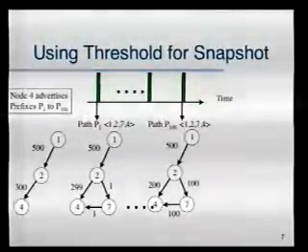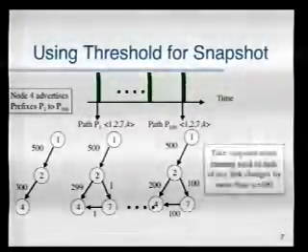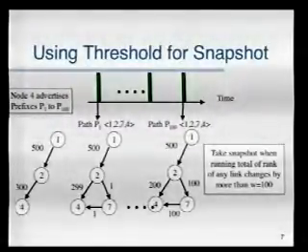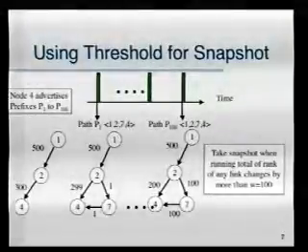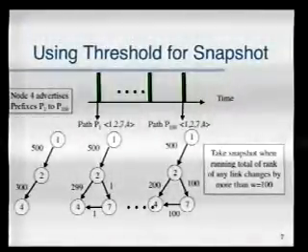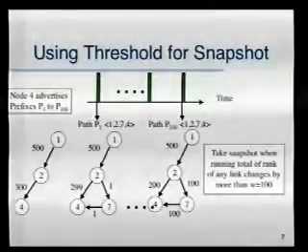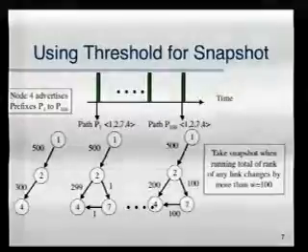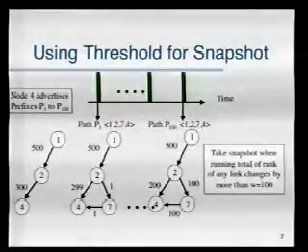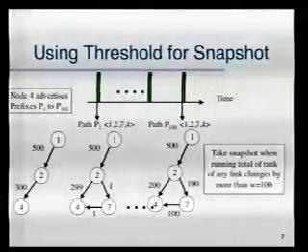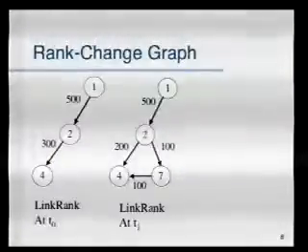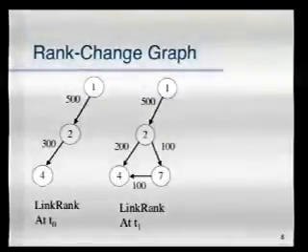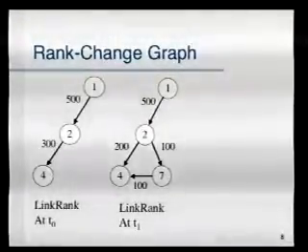Our way to deal with this is to take a snapshot when the running total of links that change, the rank change, exceeds some user-defined threshold. So in this case, if I'm interested in events that change links with weights more than 100, I can see that I have the starting point and the ending point where finally I've seen that 2.7 has changed more than 100 or 2.4 has lost more than 100. So these define my starting and ending points. And once I have my starting and ending points, I have something to visualize.